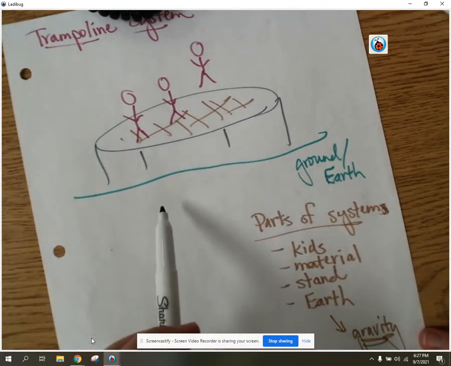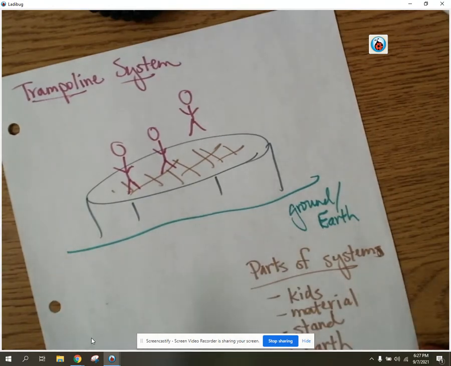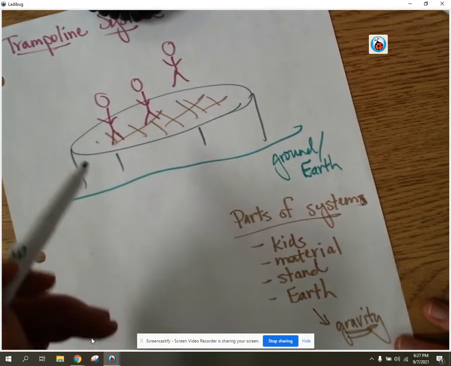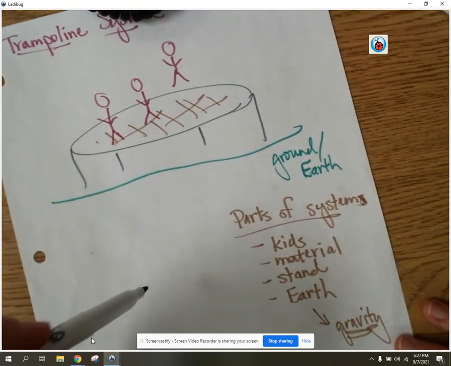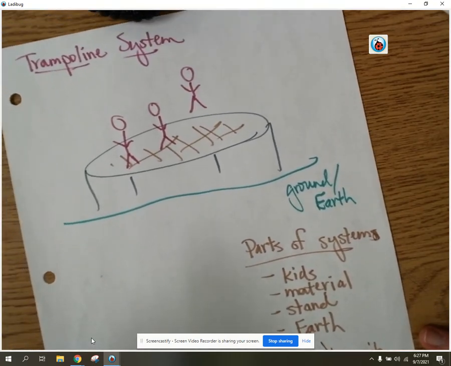Obviously, not only does the ground give a surface, in this case a flat surface for the trampoline to sit on, but it's what makes this whole thing fun, right? If it weren't for gravity, the kids wouldn't get pulled back down. And we'll talk more about the meaning of gravity itself later.